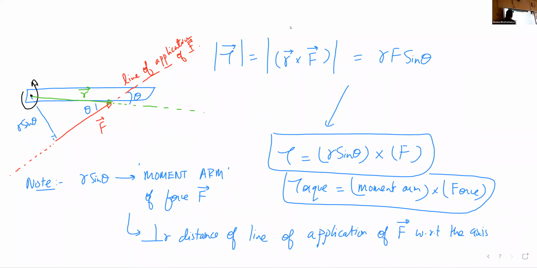So the quantity moment arm is this distance over here. It is the perpendicular distance of the line of action of the force with respect to the axis of rotation.